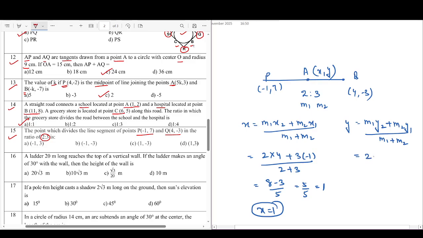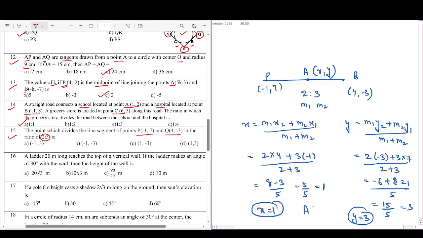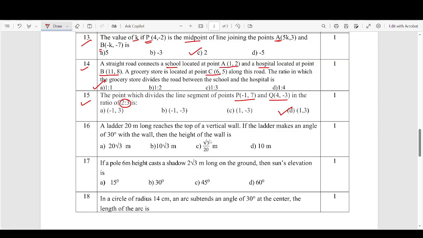So we will put the value 2 into minus 3 plus 3 into 1 divided by 2 plus 3. So we are getting minus 6 plus 3, sorry, this is 7, okay, 7. So we are getting 21 divided by 5, so we are getting 15 upon 5, that is 3. So we got the value of y coordinate as 3. That means the coordinates of the point A are 1 and 3, and we can see the correct option is option D. Now let's see the next question, question number 16.